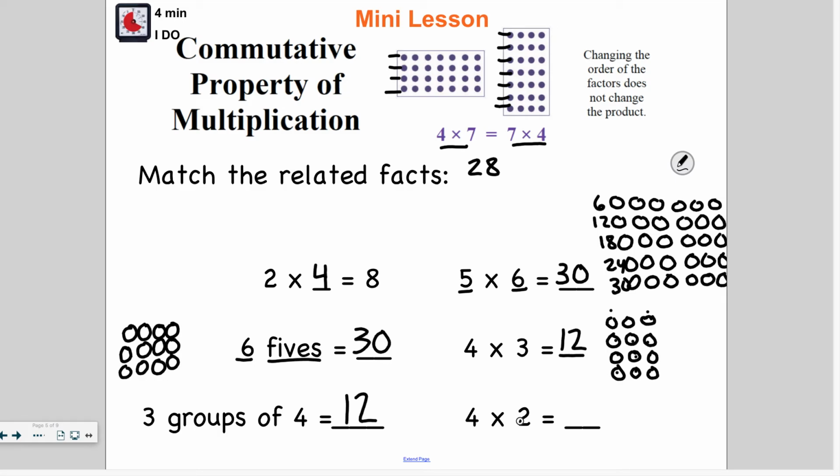And then 4 times 2, well, if I look back at this problem, 2 times 4 is 8. That means that 4 times 2 must also equal 8, because the 4 and the 2 were just reversed. It's like they switched places.